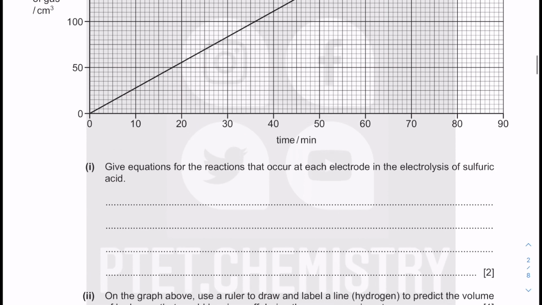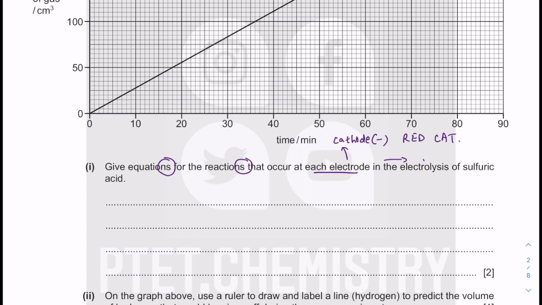Give equations. So you've got to give equations. There's a plural there: the reactions that occur at each electrode. So you have the cathode. Cathode attracts cations. Cations are positively charged. This makes the cathode negatively charged. Reduction happens at the cathode, so red cat.